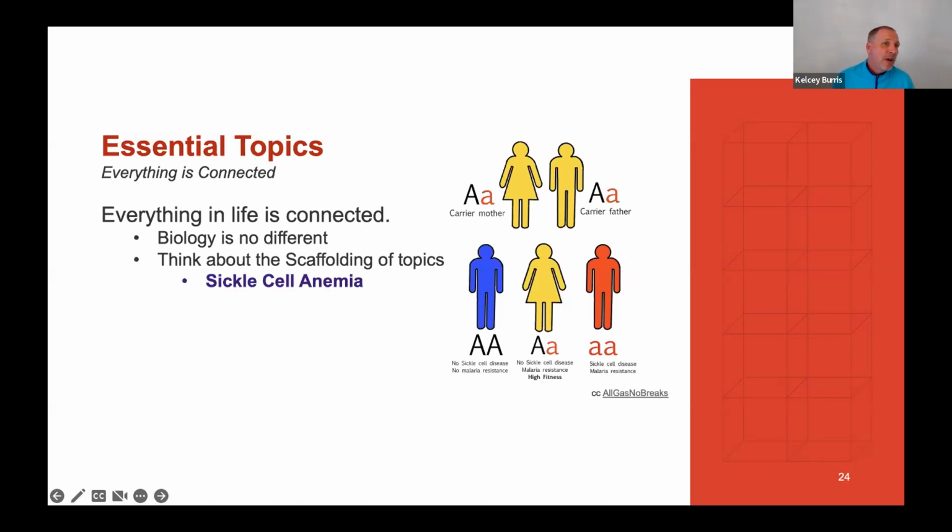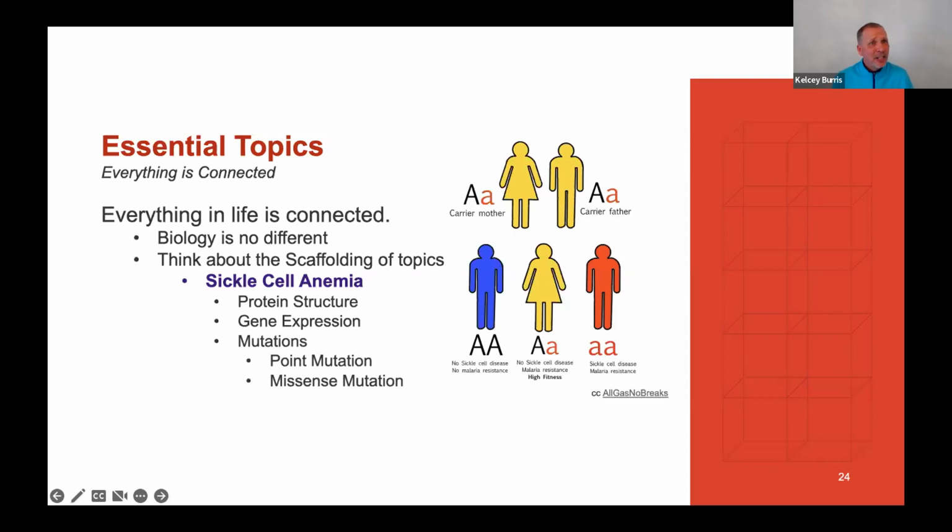So, for example, when we talk about sickle cell anemia, which is an illustrative example in the course, sickle cell anemia can be connected to a whole bunch of things, right? It can be connected to protein structure. It can be connected to gene expression. It can be connected to mutations, because it was a point mutation that led to the sickle cell trait. A missense mutation leads to a change in the amino acid, which leads to a change in the protein structure, and then you have your sickle cell.